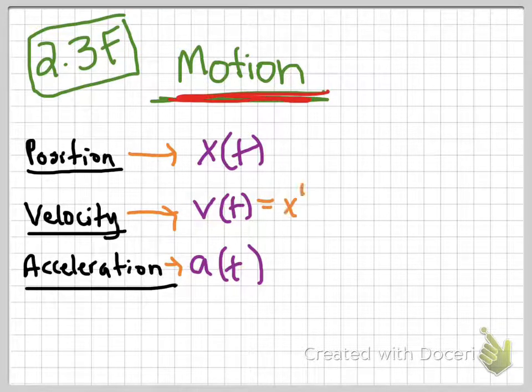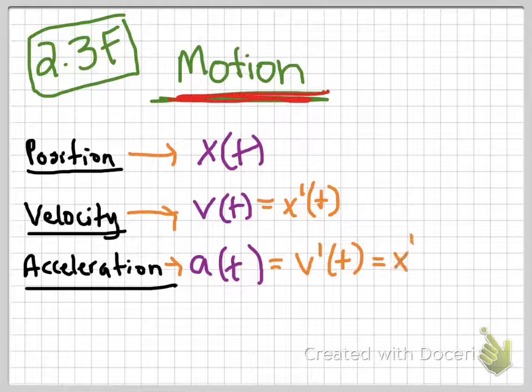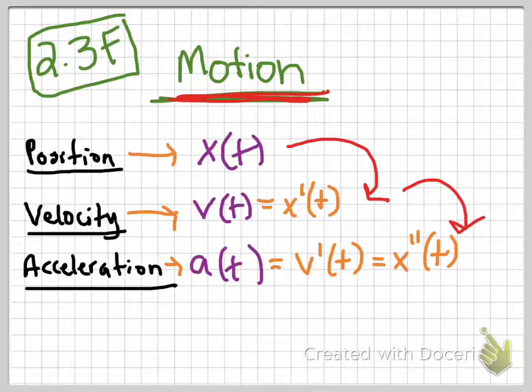So velocity is really x prime of t, the derivative of position. And acceleration is just that next derivative up. So if you took velocity and you found v prime of t, that's one derivative up. That gives you acceleration, which technically is the same as x double prime of t. It's two derivatives up from position. So the relationship that we know is that you go one derivative up from position and you get velocity. You go two derivatives up and you get acceleration.